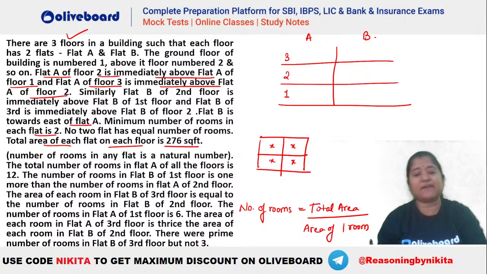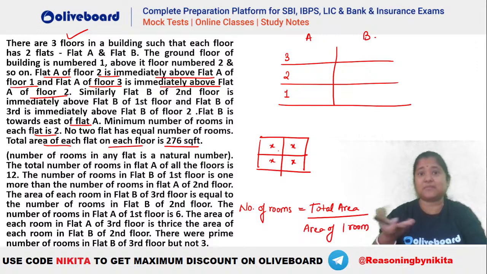It will be total area divided by area of one room. That is, whatever is the total area, you divide it by x to get the number of rooms in here, because the maximum number of rooms can be total divided by area of one room. So you can see this is the particular formula that we will be using here.